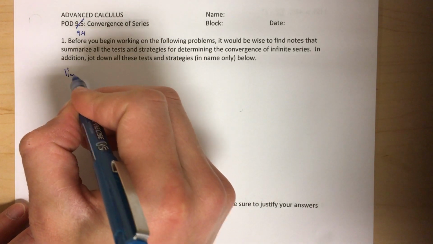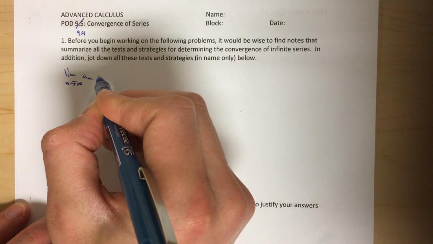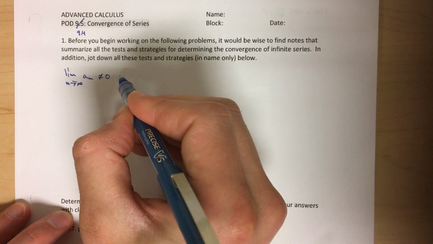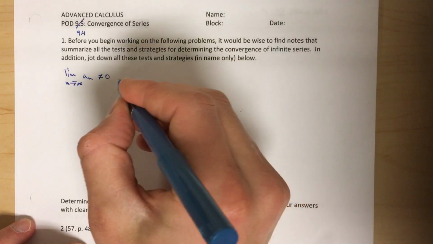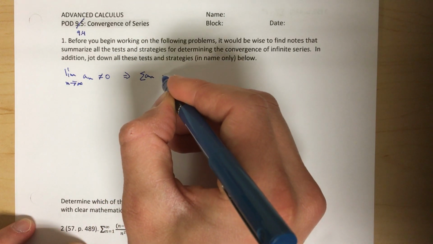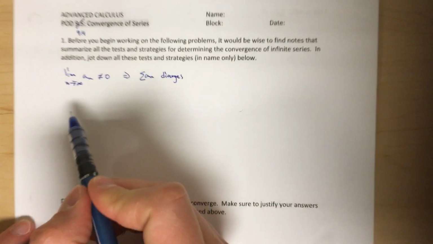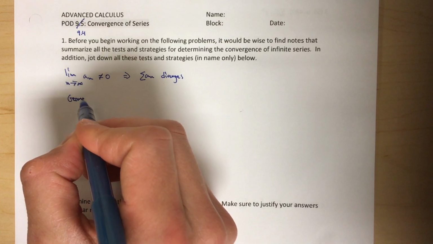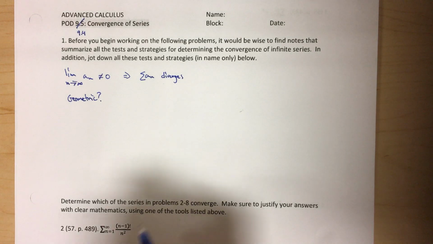One, we need to check whether the limit as n approaches infinity of a sub n equals 0, because if it does not equal 0, then that implies that the series doesn't converge, or diverges. We also want to think about, is it geometric? If it's geometric, we can apply that.